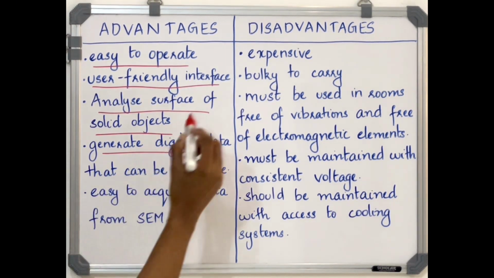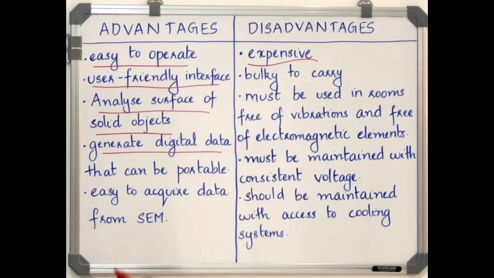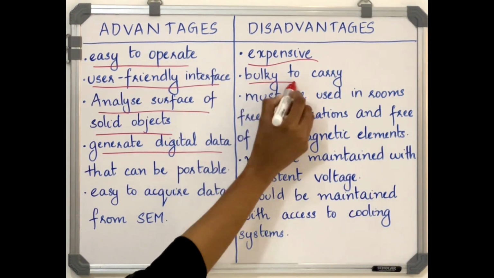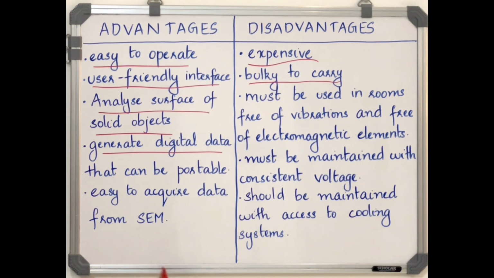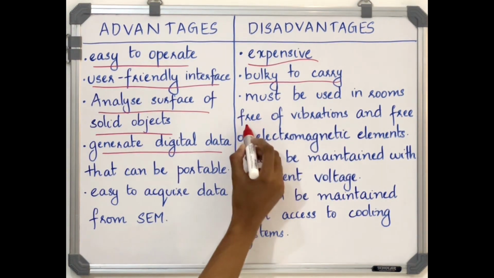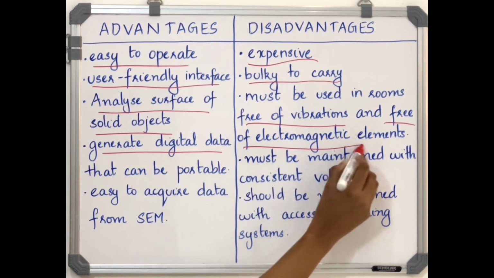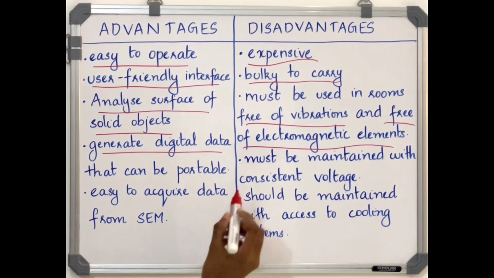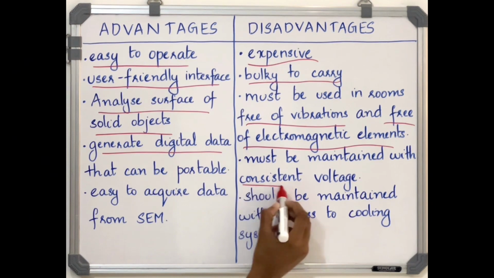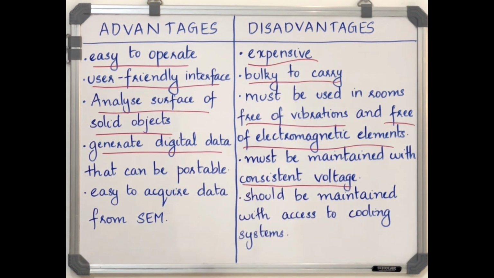The disadvantage is that it is expensive to purchase and bulky to carry. It must also be used in rooms that are free of vibrations and free of electromagnetic elements. It must be maintained with consistent voltage. It should also be maintained with access to cooling systems.